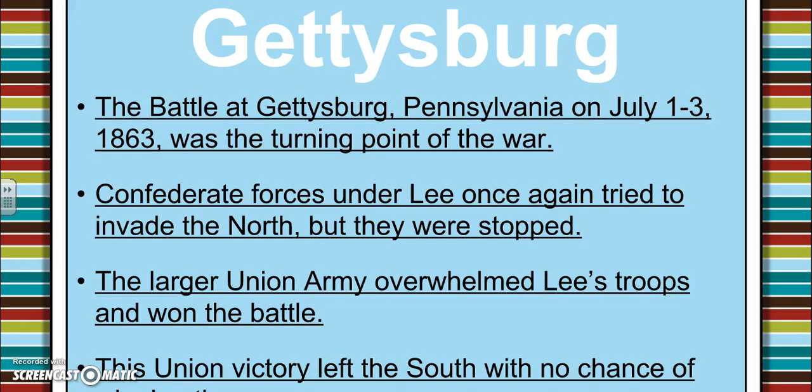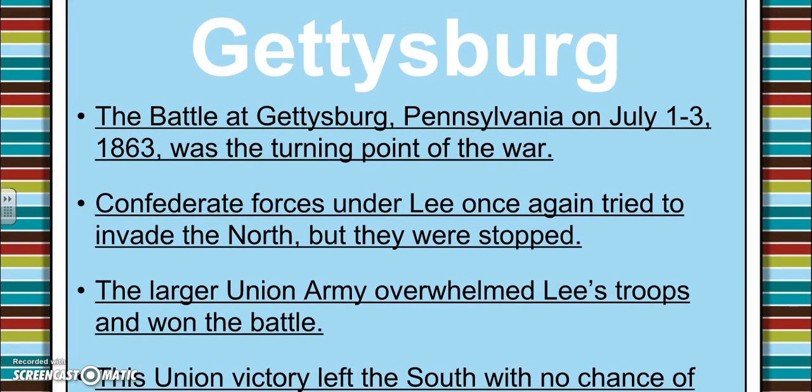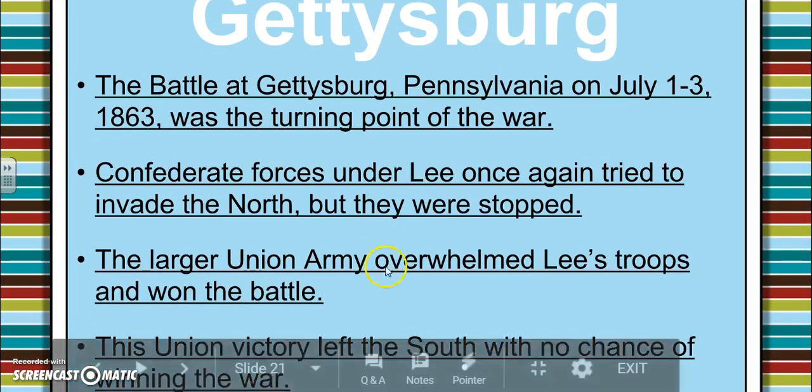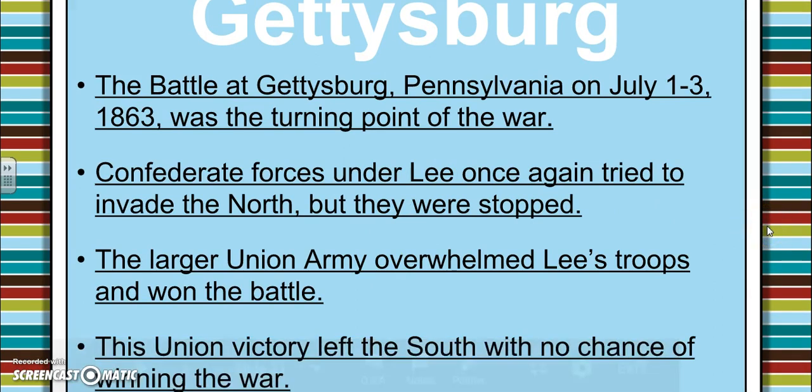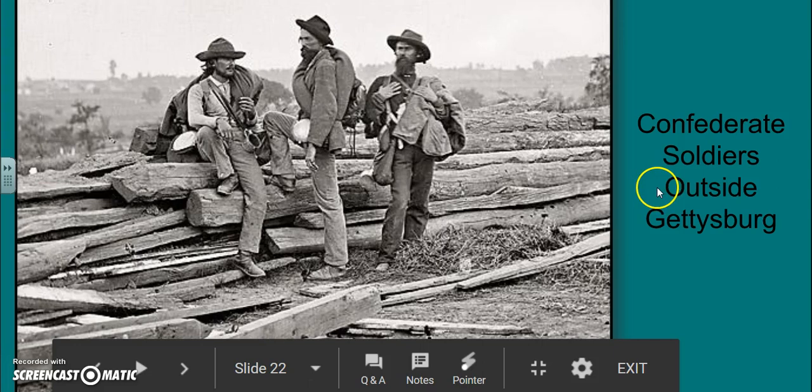Another important battle was a 3-day battle, Gettysburg. The Battle of Gettysburg, Pennsylvania, July 1st, 2nd, and 3rd, 1863, was the turning point of the war. Confederate forces under Lee once again tried to invade the North, but they were stopped. The larger Union Army overwhelmed Lee's troops and won the battle. The Union victory left the South with no chance of winning the war. So that was the most important part about Gettysburg.